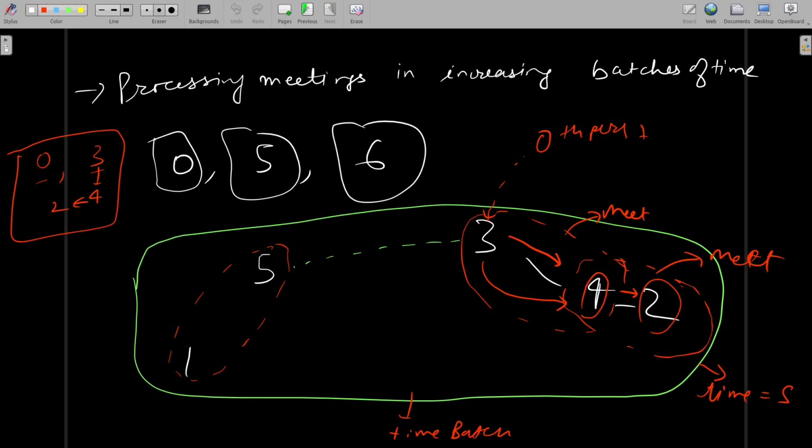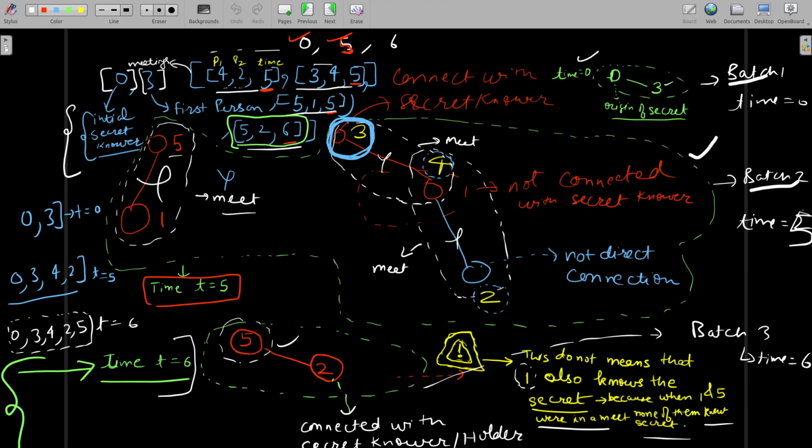I guess you are able to understand with the example of 5 and 1. At the time when 5 and 1 had the meeting, nobody was knowing the secret, but after this meeting got over, 5 had a meeting with someone else, which is 2. So 2 was having the secret, 2 told the secret to 5, but since 1 and 5 had already ended their meeting, 1 cannot be knowing about the secret now. Only 5 should be knowing it. That's why this bond should be broken.